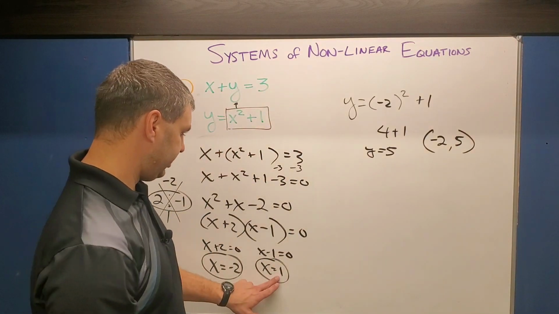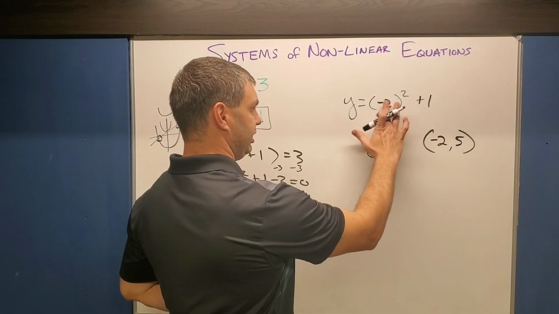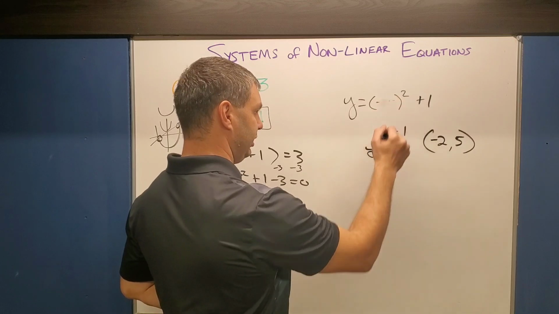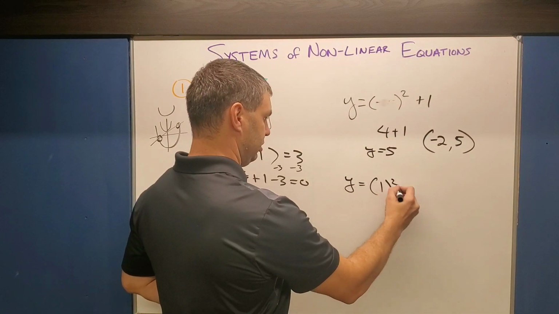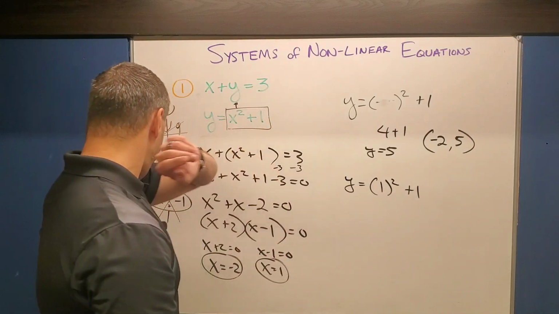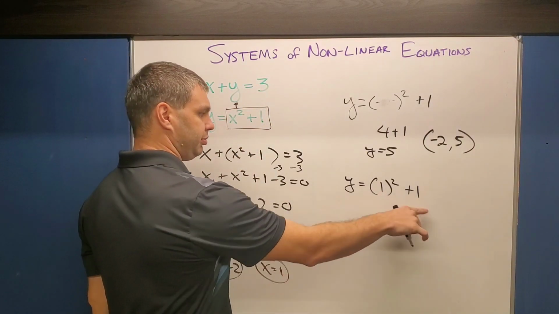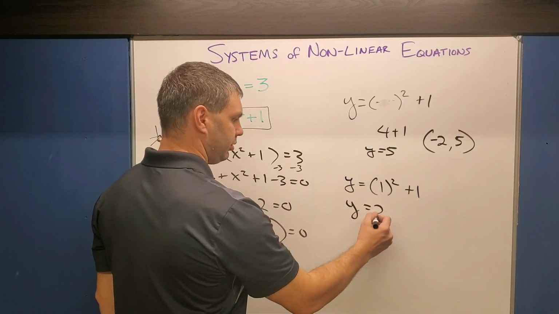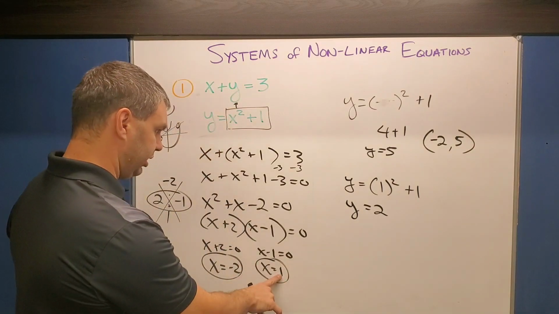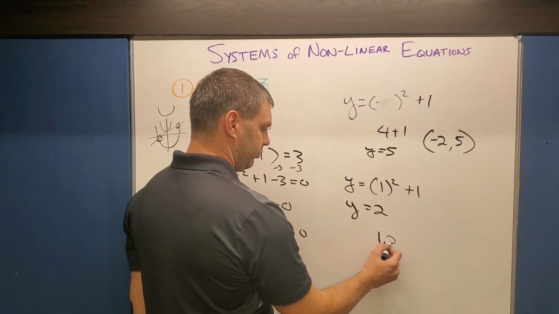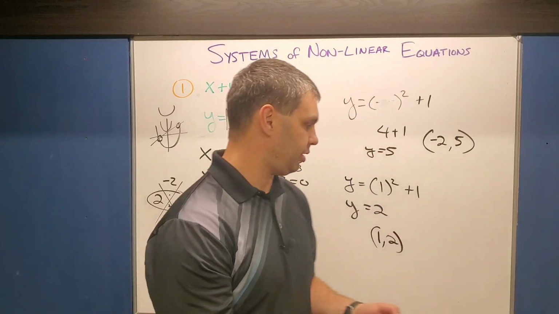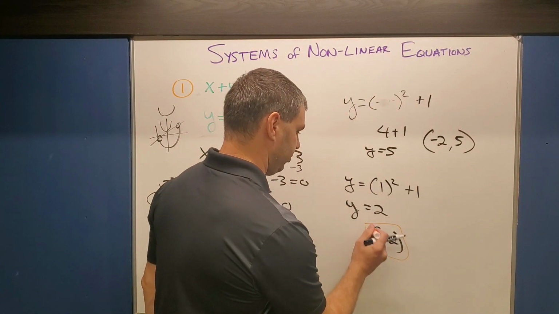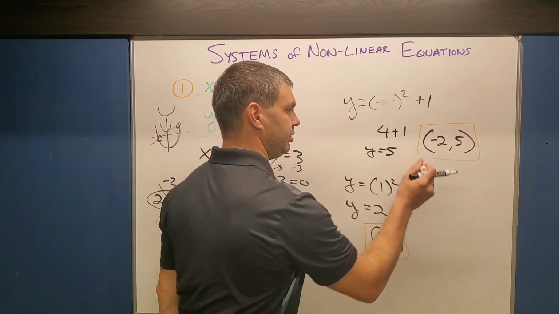Okay, the other one, if I do 1, that same equation, I'm just going to erase that and put a 1 in there. So y equals 1 squared plus 1. That's going to be 1 plus 1, which is 2. So y equals 2. And so here I plugged in a 1 and my output was a 2. So I have 1 comma 2. So my two potential answers, let me grab a different marker here. We have 1, 2 and negative 2, 5.